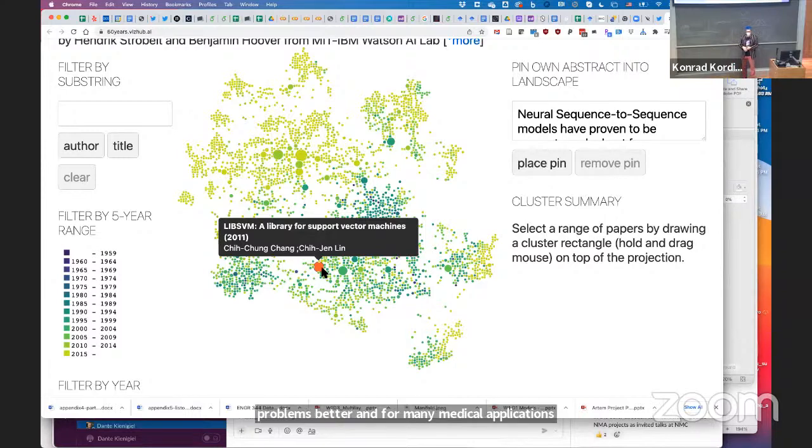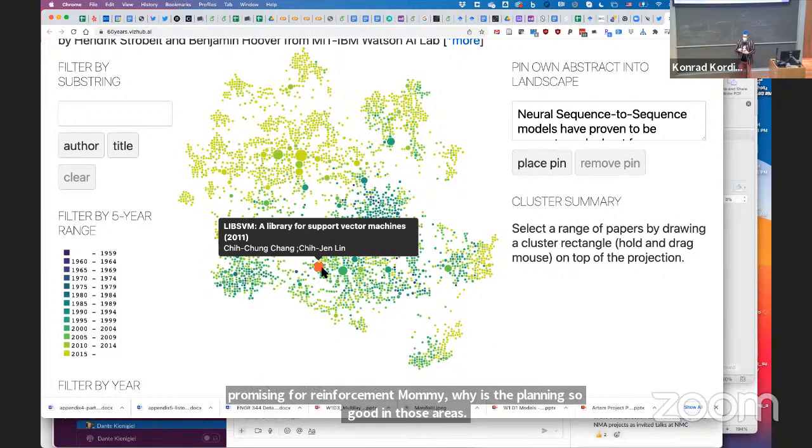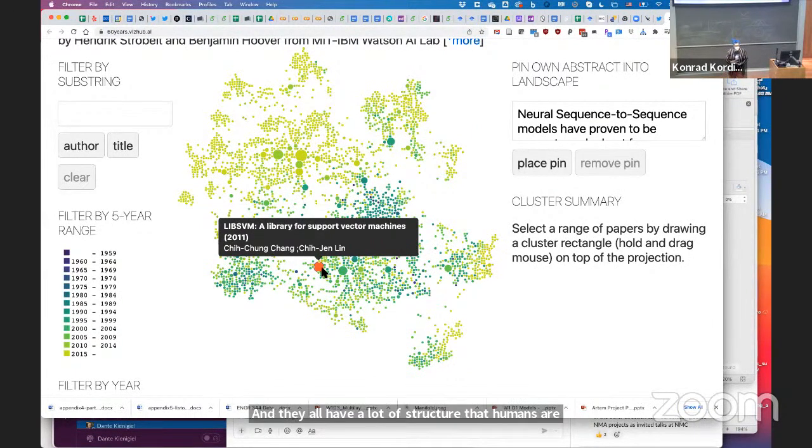Deep learning is not very useful everywhere, but there are three areas where it really shines. Deep learning is amazing at computer vision, it is really great at natural language processing, and it's really promising for reinforcement learning. Why is deep learning so good in those areas? These areas all have a lot of structure, and a lot of structure that humans are not so good at describing. Like, tell me how you know that I'm Conrad. It's impossible.